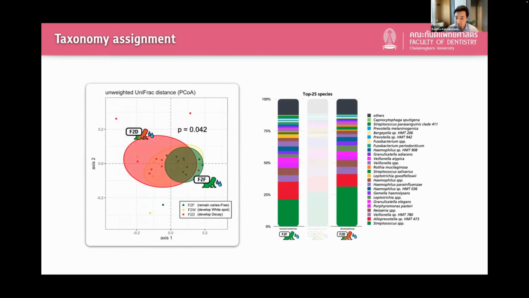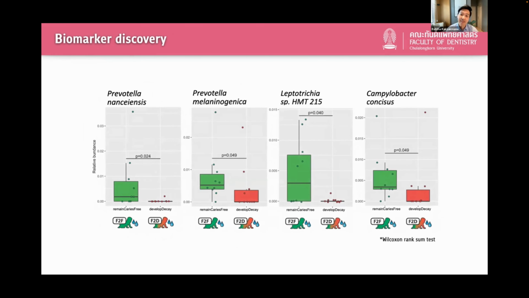And because of the different microbiomes that we found in the previous analysis, we compared the children who remained caries-free and those who developed cavitated lesions for the further analysis. First, we analyzed the differential abundance of each species and found that 4 species were significantly different in relative abundance: 2 species of Prevotella, 1 species of Leptotrichia, and Campylobacter concisus. And all of these species were found higher in the children who remained caries-free.